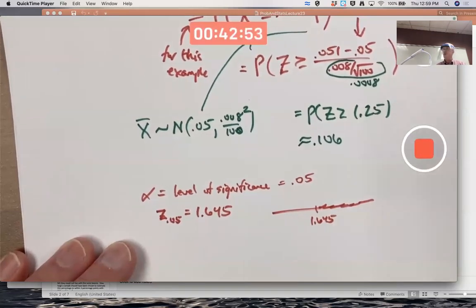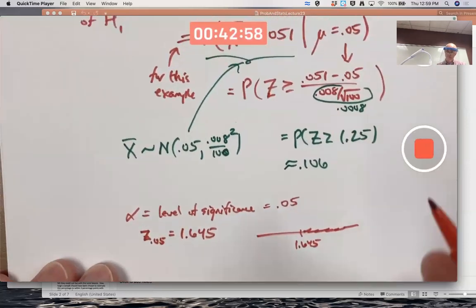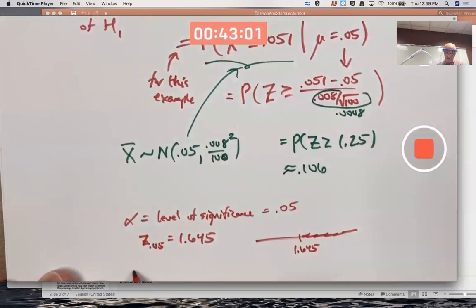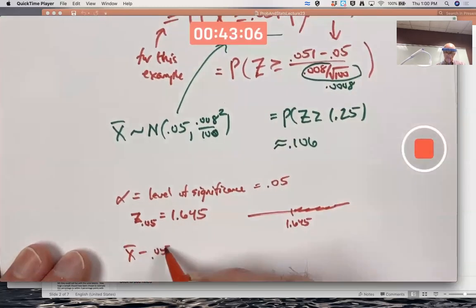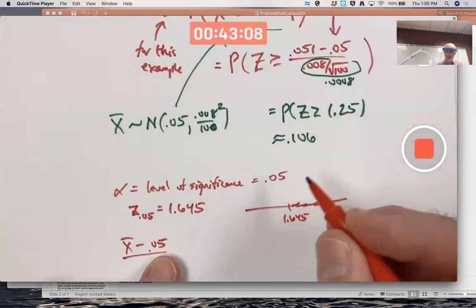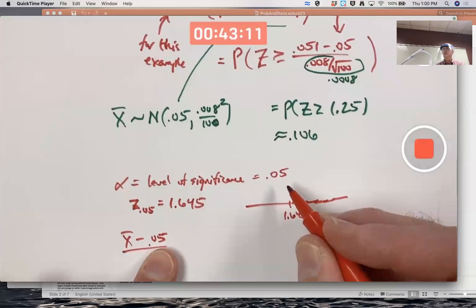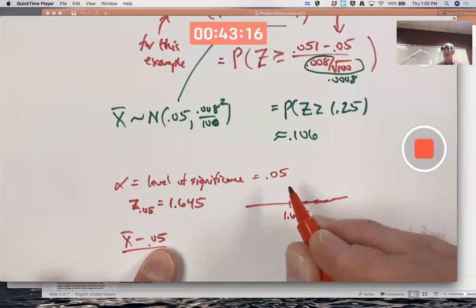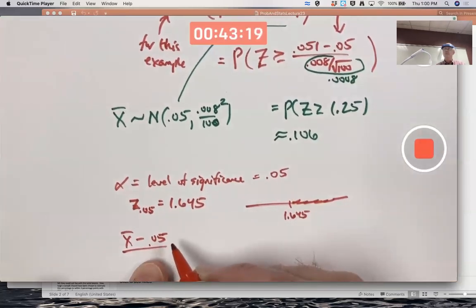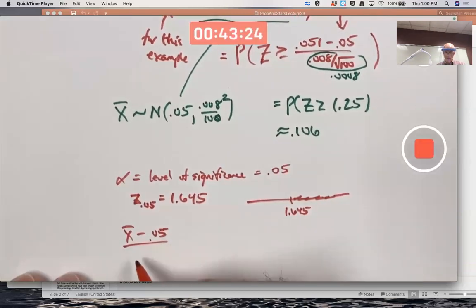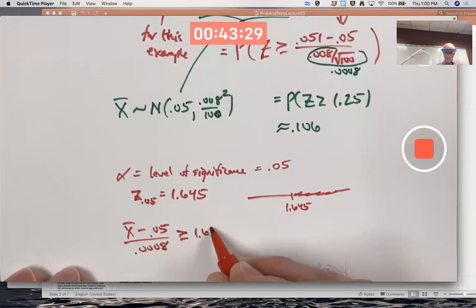You could figure out what that means in terms of X bar, working backwards. What does that mean in terms of X bar? X bar minus 0.05, if I assume the null is true, just like I did back up here. Don't be confused by the fact that both of these are 0.05. That's just a coincidence. That's the level of significance. That's the null value of mu for the titanium. I'm still in the titanium here. Divided by the 0.0008. When is this greater than or equal to 1.645?